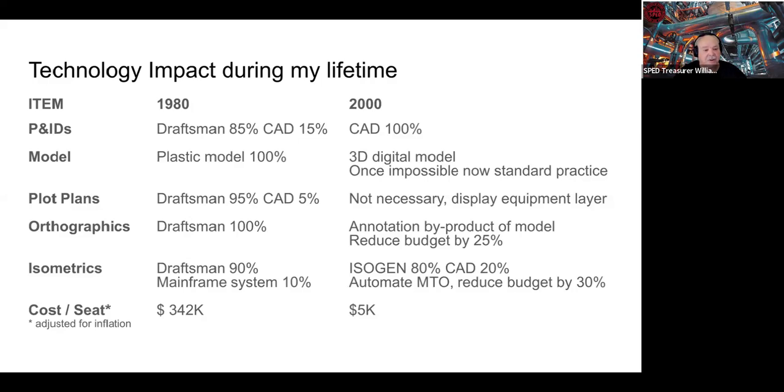And now the reverse is true. CAD is much faster than any manual process for most plants. I wouldn't say all plants, but most plants. So, very nostalgic. Thank you very much.